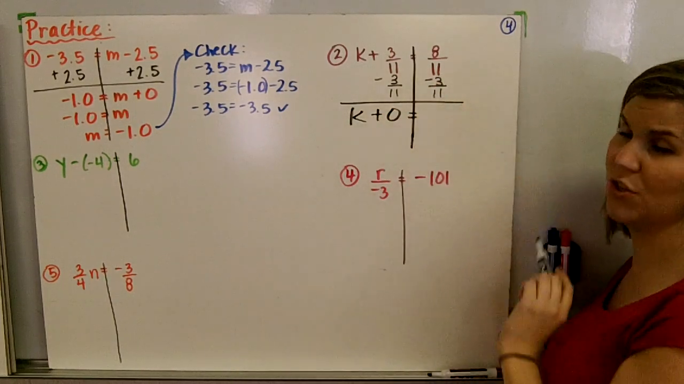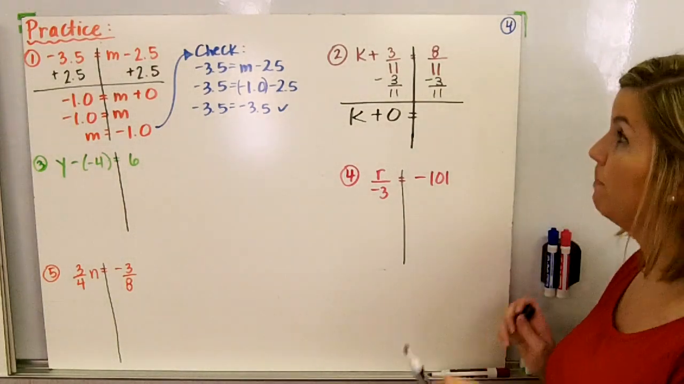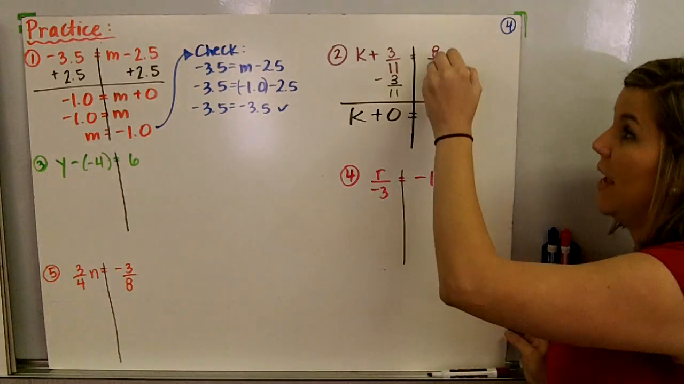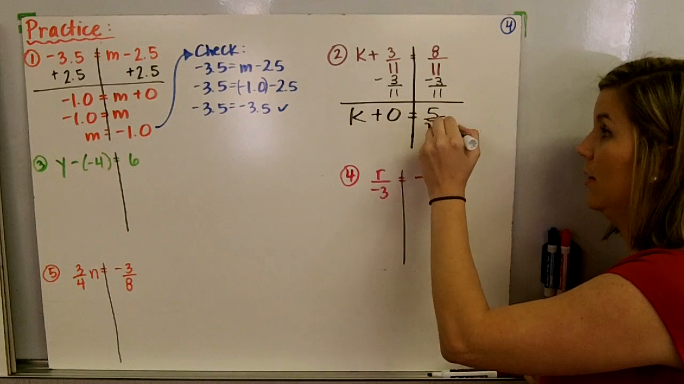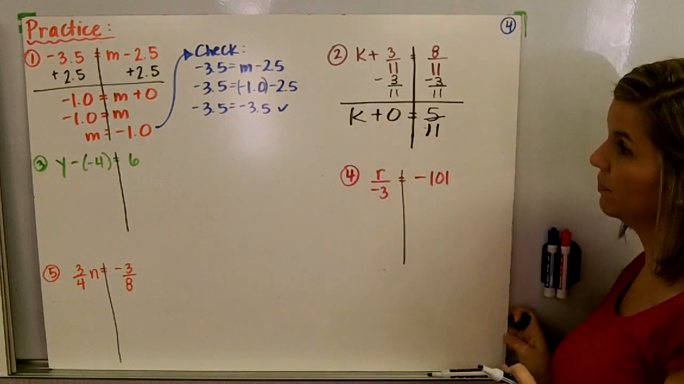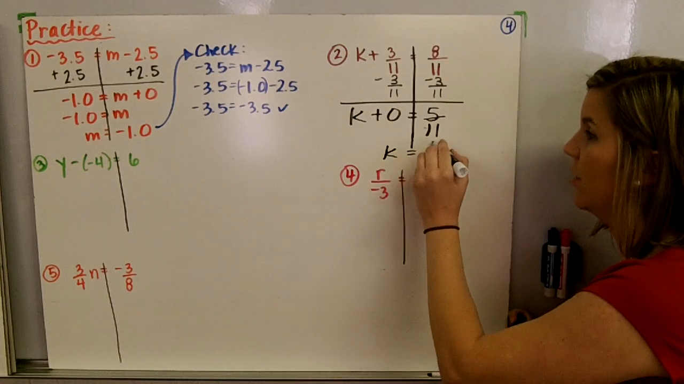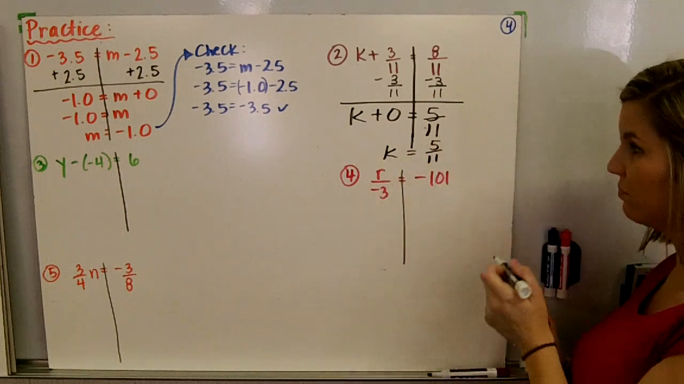8/11 minus 3/11. If they have the same denominator, 11, the bottom, is both the same, then you're going to subtract the tops. So it's 8 minus 3, which is 5. 5/11. K plus 0 is just k, so k equals 5/11.